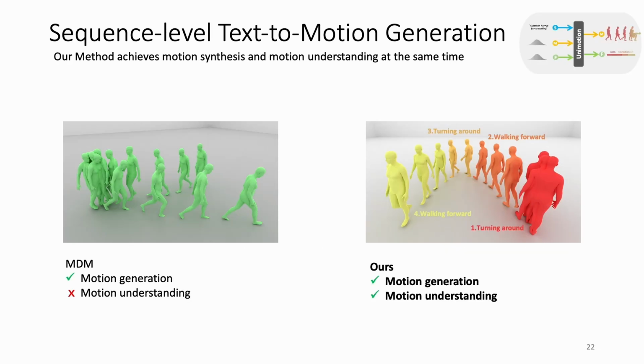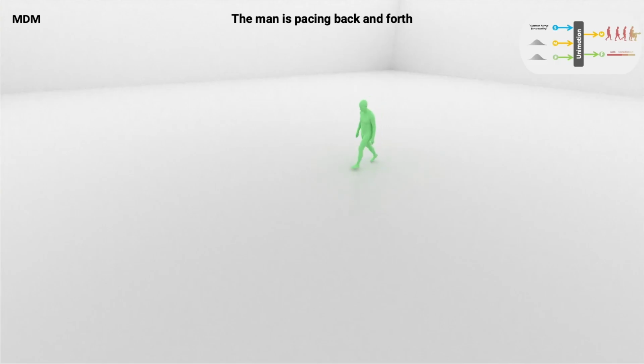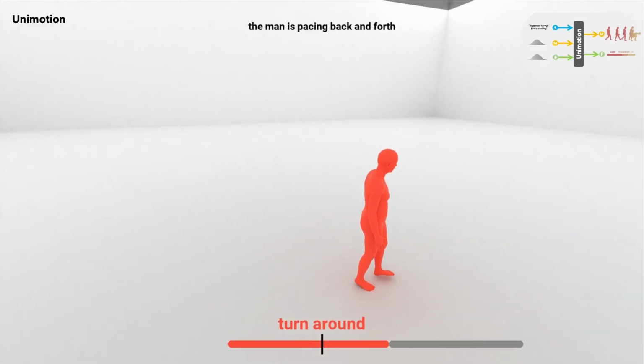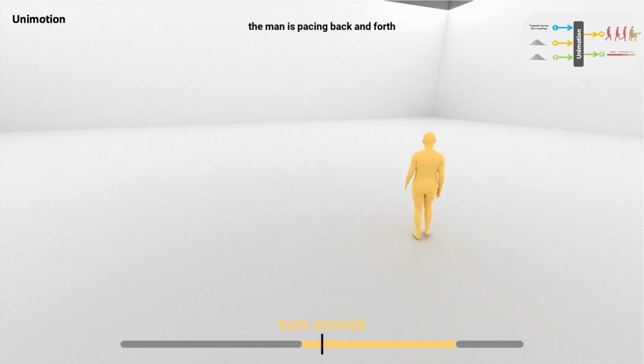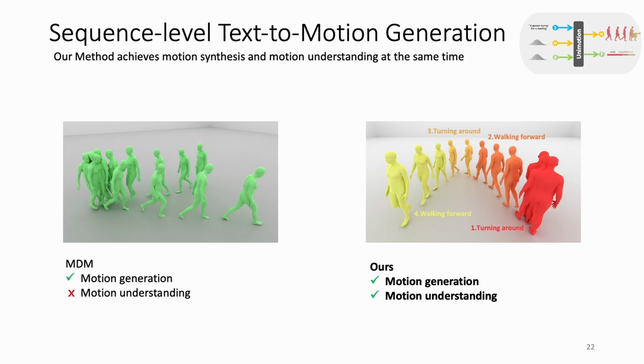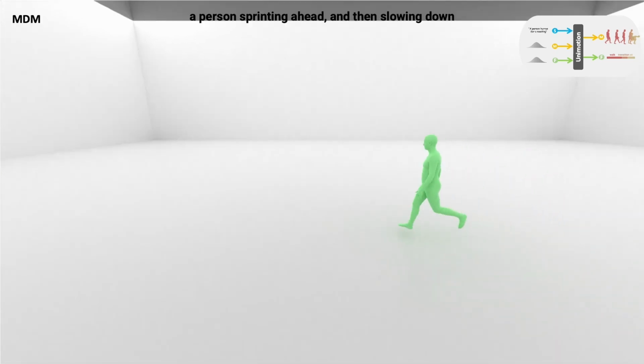Next, we visualize sequence-level text-to-motion generation. MDM can only output the corresponding motions. Our model not only generates motion, but also outputs the corresponding frame-level text annotations, unifying motion generation and understanding in the output.